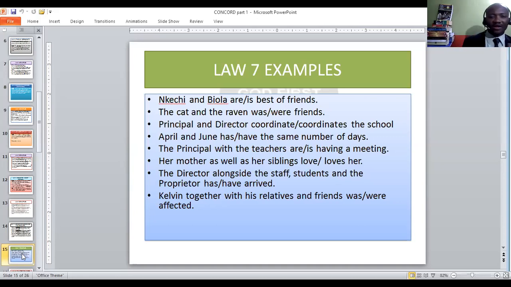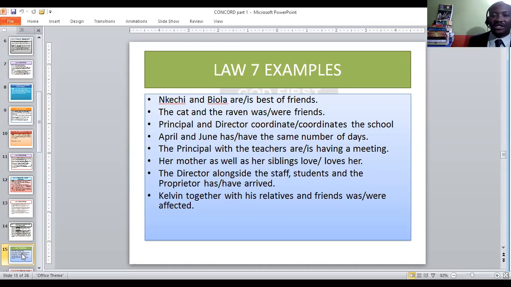The director, alongside the staff, students, and the proprietor has or have arrived. Alongside is just a subordinating conjunction. Whether you have the staff, students, the proprietors, the parents, bring everybody together, they will never help in controlling the verb. The first subject will control the verb and will be relevant at all times. So the director, alongside the staff, has arrived.